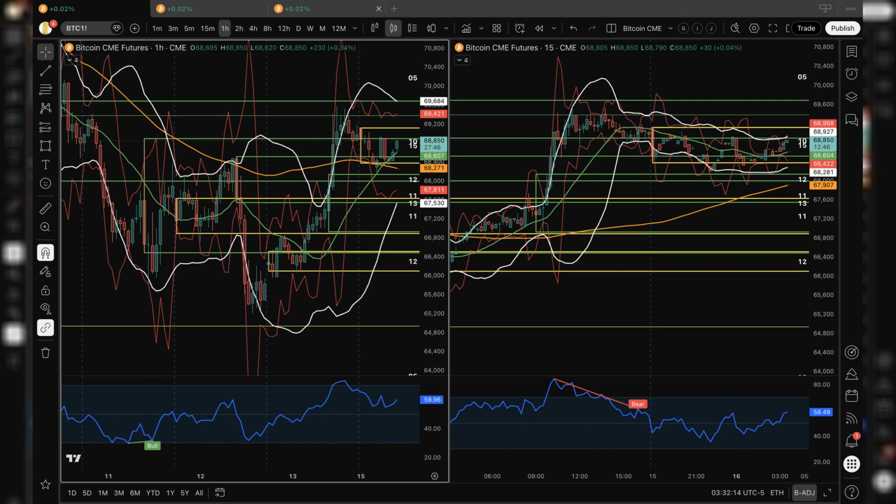It does not imply continuation. It does not imply rejection. It describes processing. The structure remains contained inside previously established New York anchors. Until relocation occurs with duration, this remains negotiation within memory. The hourly boundary still defines space. Volatility is shifting inside a prior hourly range.